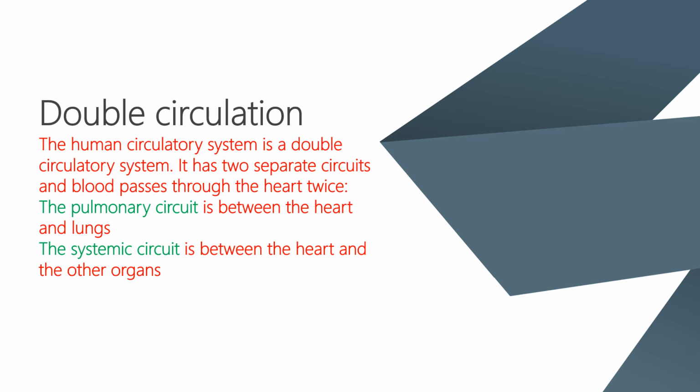The human circulatory system is called double circulation. Why? Because the blood passes through the heart twice, and it has two separate circuits for the circulation. The first is the pulmonary circuit and the second is the systemic circuit. The pulmonary circuit is between the heart and lungs. We all know that pulmonary refers to the lungs. So this pulmonary circuit is between the heart and the lungs. And the systemic circuit is between the heart and the other organs.